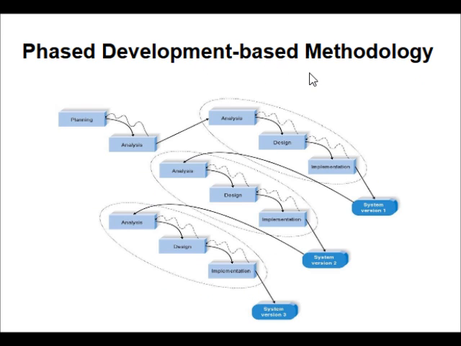Phased development based methodology. This is how it works. First is planning, then analysis, and then for the three sub-projects or three versions, analysis, design, implementation takes place for system version 1. After this is done, again for version 2, analysis, design and implementation takes place, and we get version 2. Then again for version 3, again analysis, design and implementation for system 3. So this is how phased development methodologies work.